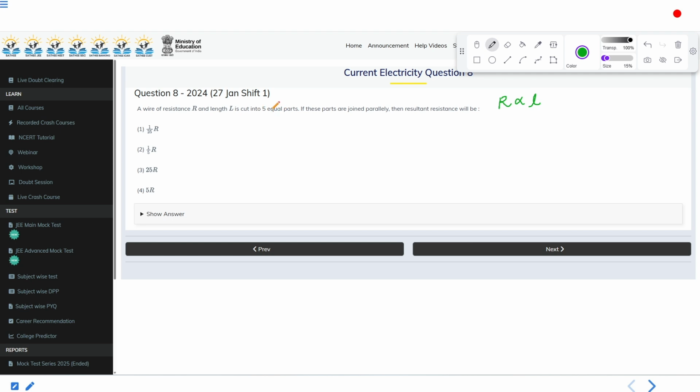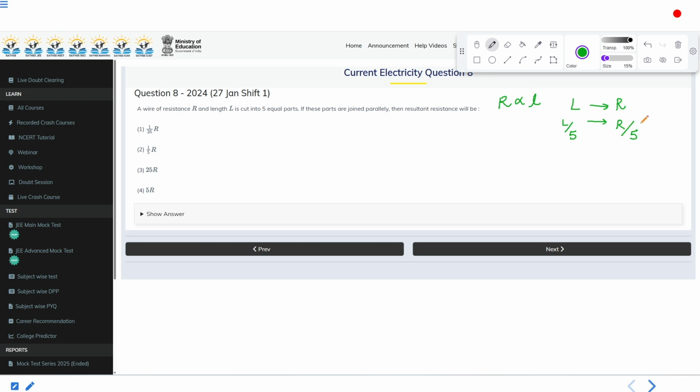also become 1 by 5. Each part will have resistance R by 5, because R is proportional to length, and for L length the resistance is R. For L by 5 length the resistance will be R by 5, because R is directly proportional to L. We are not stretching it, so the area of cross section is constant for all the parts. So it will not affect the resistance, and resistivity is also constant for a given material. Only length is changing because we are cutting this length into 5 equal parts.